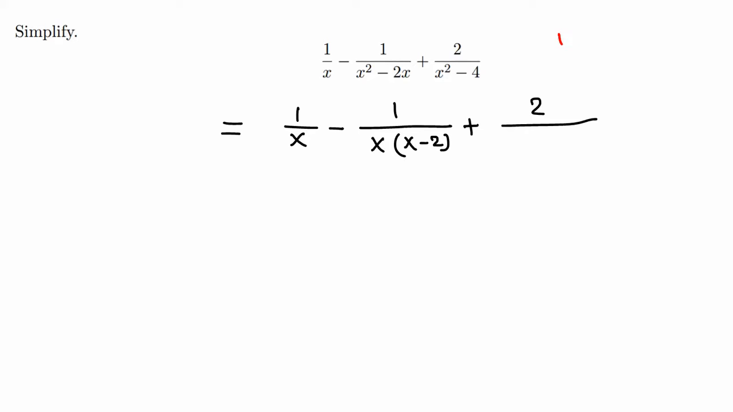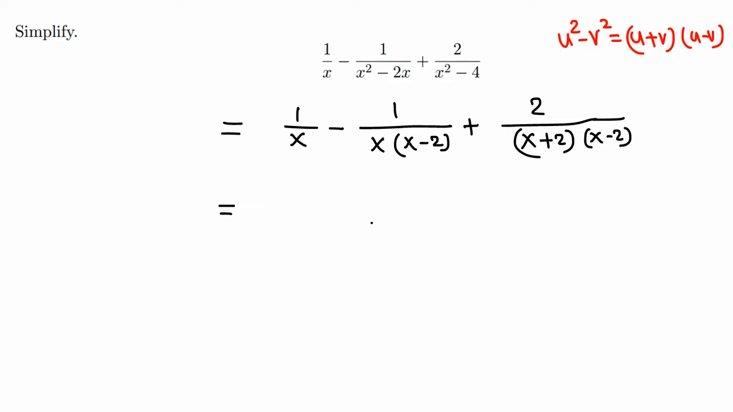So we know the formula, u squared minus v squared. The difference of 2 squares is u plus v times the quantity u minus v. So this is x squared minus 2 squared. Okay, then this is x plus 2, x minus 2.